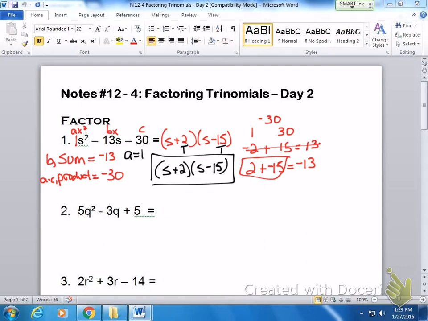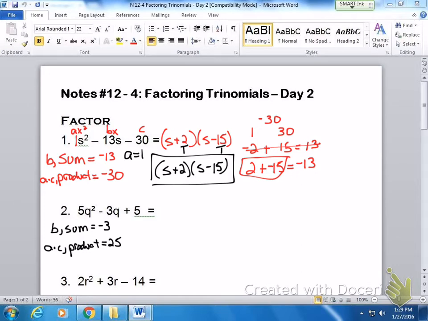I have 5q squared minus 3q plus 5. So again, the first thing you need to make sure is that it's written in the right order. I have my squared term first, my just q second, and my number last. So my a, b, and c are 5, negative 3, and 5. My b gives me what I need for my sum, which is negative 3. And a times b gives me my product, which is 5 times 5, which is 25. So that's not a times b, that's a times c.